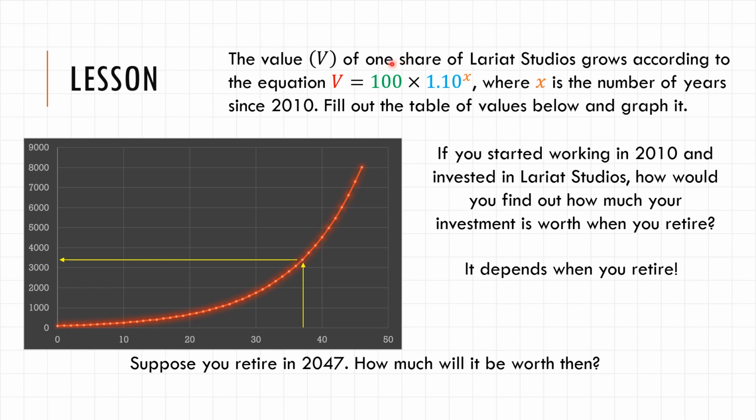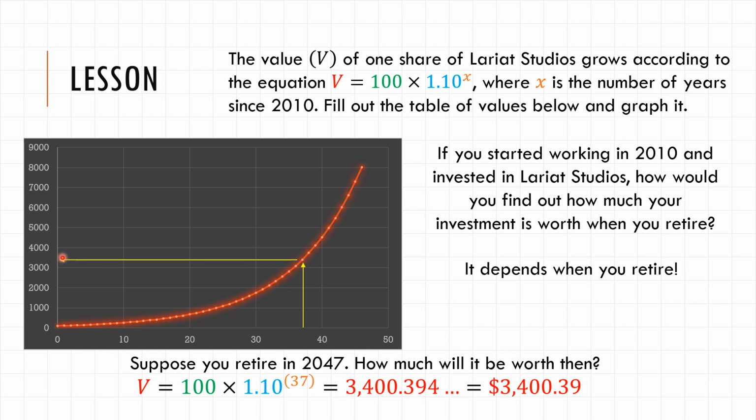So my dinky little $100 investment, I didn't do anything myself. I didn't do any work to have it grow to this value. All I had to do was wait 37 years, and then I can sell it, and it'd be worth $3,400. So I could use a graph, but that's kind of inaccurate, right?